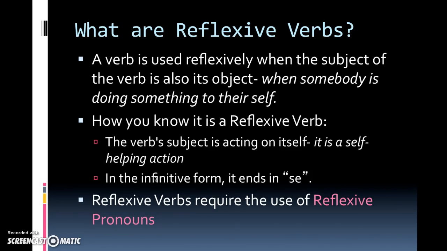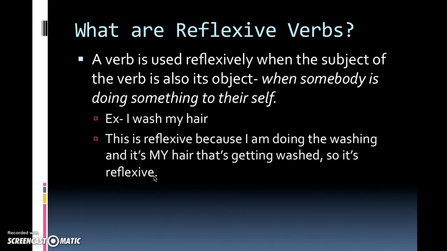Reflexive verbs also require the use of reflexive pronouns. And we'll get to that in a minute. So a verb is used reflexively when the verb is also its subject. So I wash my hair. This is reflexive because I'm doing the washing and it is my hair that's getting washed. So it's reflexive. I'm helping myself by cleaning my hair.